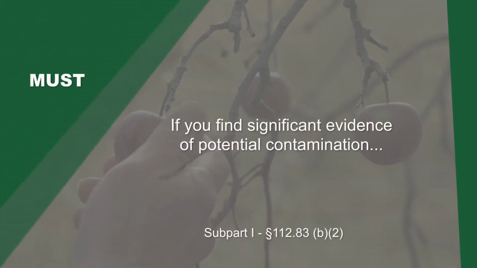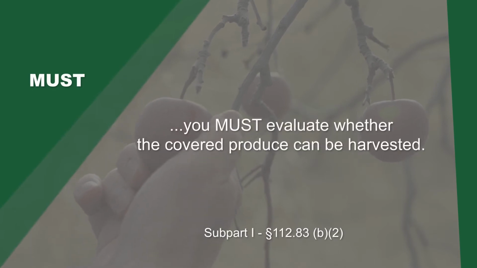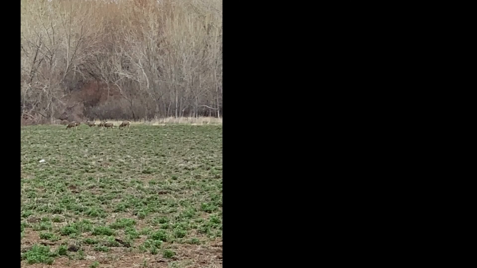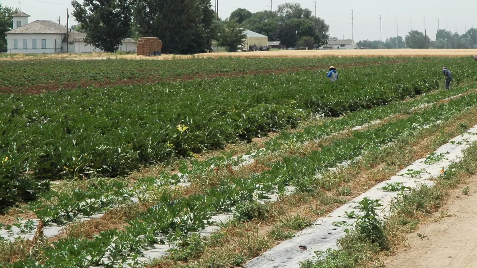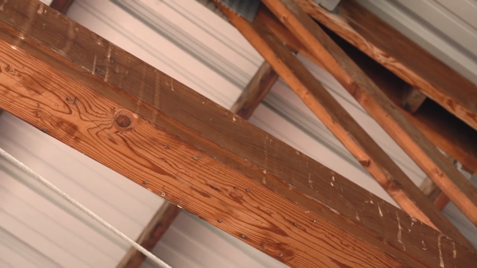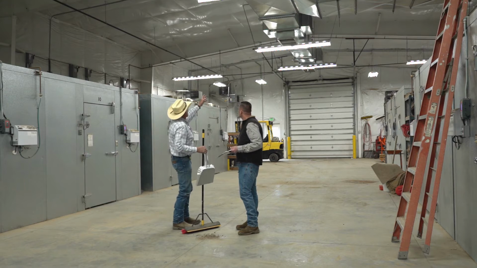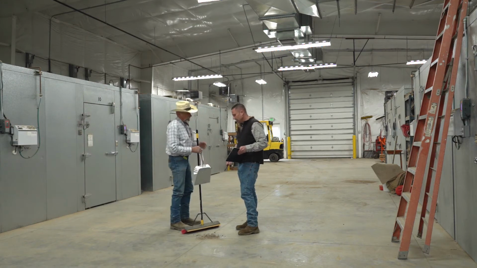If you find significant evidence of potential contamination, you must evaluate whether the covered produce can be harvested. Significant evidence includes observations of animals in your produce fields, animal excreta, or crop destruction. For example, if you determine your produce packing house has been a harborage area for owls or birds, and you have observed bird droppings on or around the inside of the building, then there is a reasonable probability that the owls or birds will contaminate your fresh produce.